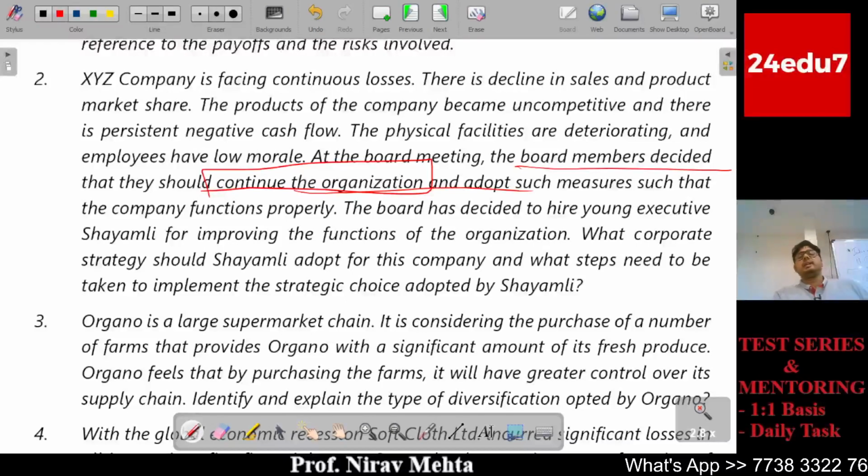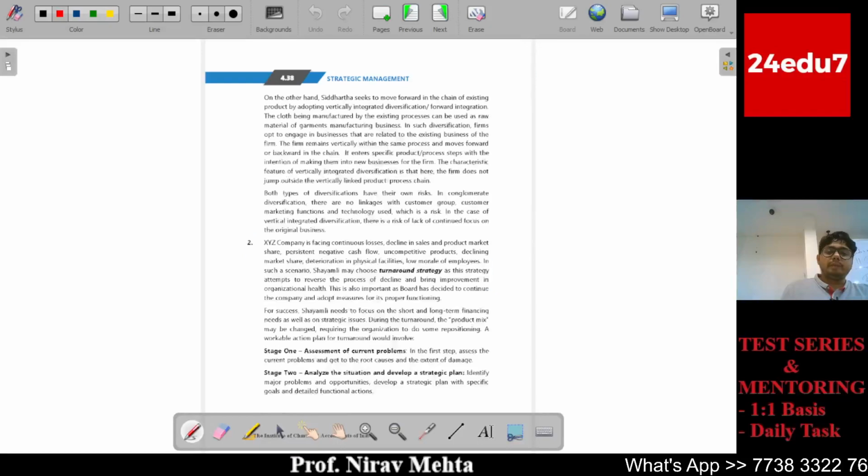The board has decided to hire a young executive, Shamli, for improving the functions of the organization. What corporate strategy should Shamli adopt for this company? What steps? Circle the word steps. Whenever the word steps comes, that means it is an action plan. Now see here, answer. Flip the page. 4.38.